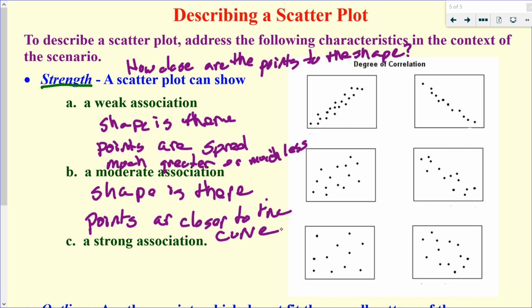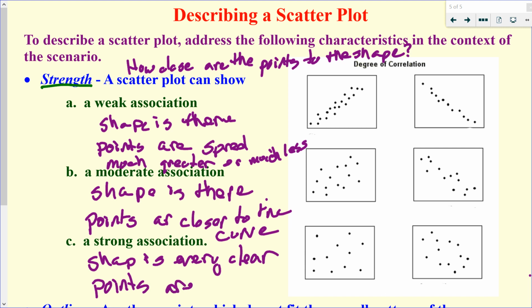Now, a strong association, the shape is very clear. The points are close. So if we're looking at the other examples, and we want to look at the strength, the closer the shape... If I want to order these, I'll put a 1 at the weakest one, the one that's hard to see. This one's going to be our number 1. Those points, it's even hard to see if there's a shape.